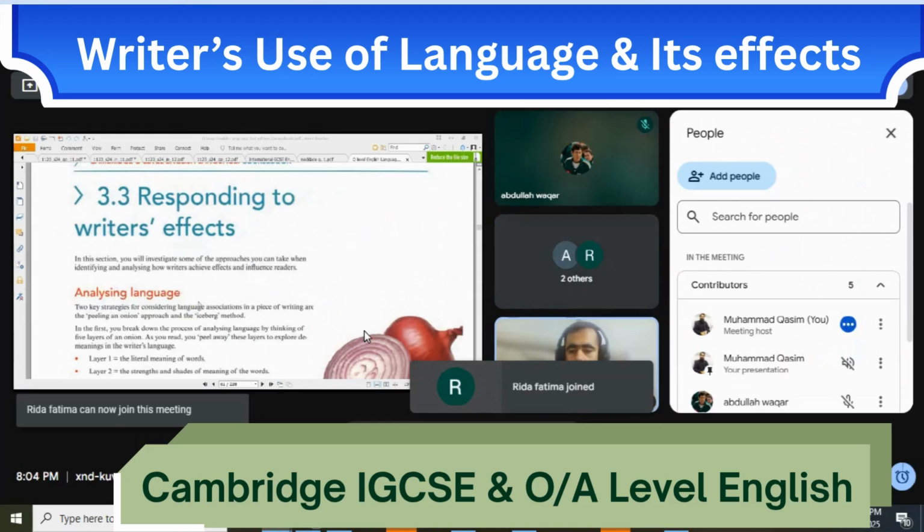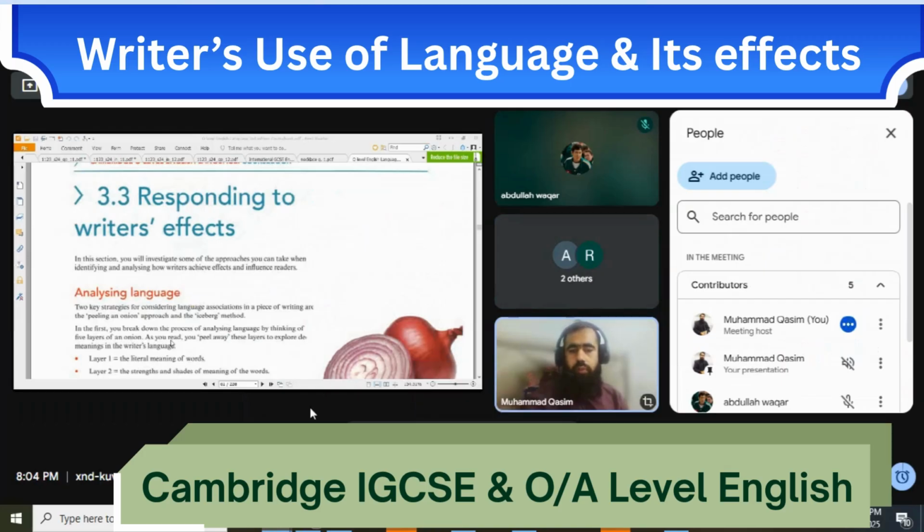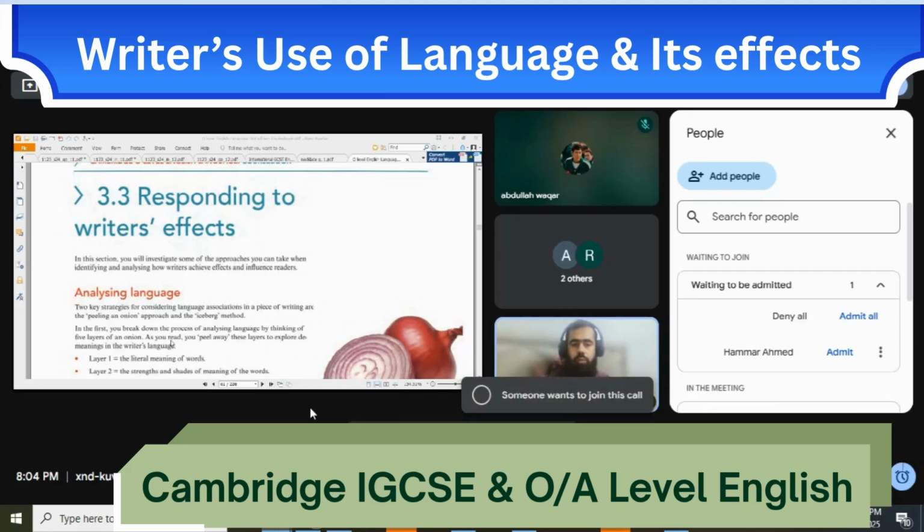There are just a few more topics left. This is our last week with the topic of writers' use of language and its effects. We will be analyzing different ways writers use language to create a certain effect or to convey certain meanings in their text, whether it is a narrative text or a factual text. But in the O-level English 1123 exam, you will see that all these types of questions are based on narrative pieces of text.